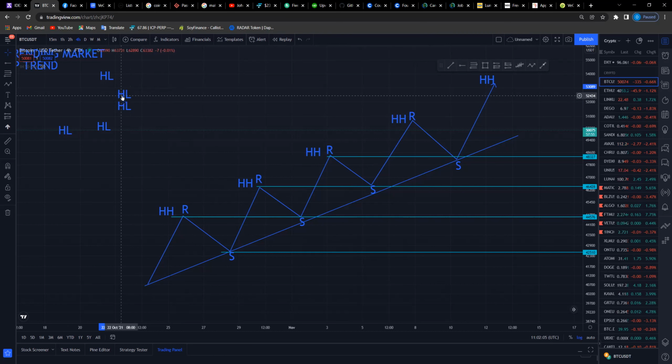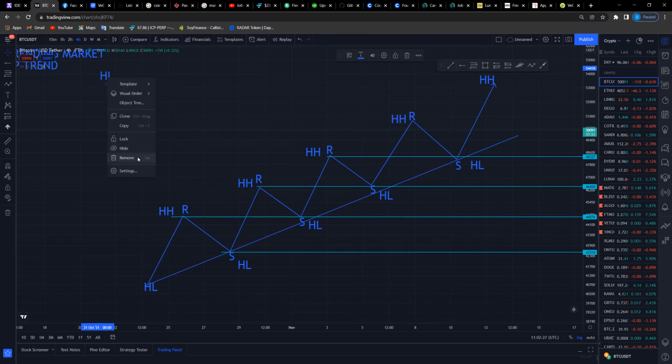I'm using the clone control. It's right there, just copy. So this is a higher low, higher low, higher low, higher low, higher low. I think we don't need this one. Let's delete it. If you don't need it, don't be wasting space right there.